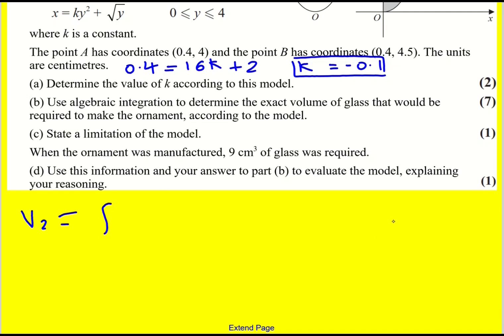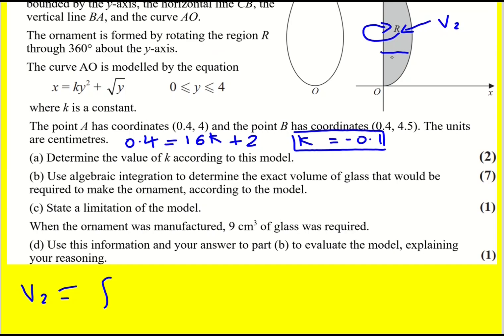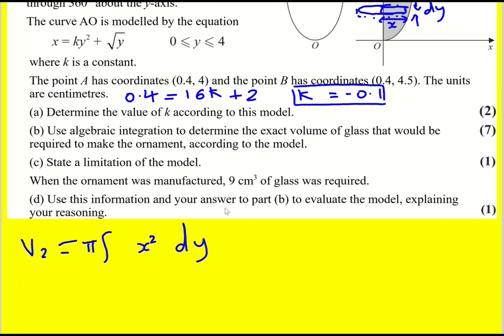So volume 2, we've got a little cylinder created, and that is going to have a radius of x. And then the volume of this infinitesimal little cylinder is going to be pi x squared, and it's got height dy. We're going to sum all of these up, and that is what the integration is doing. So this is the volume of our revolution along the y-axis, and I'm going between 0 and 4.